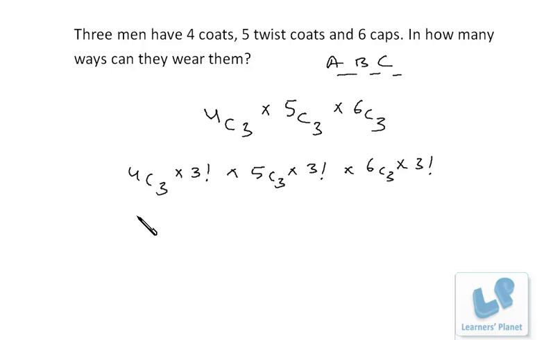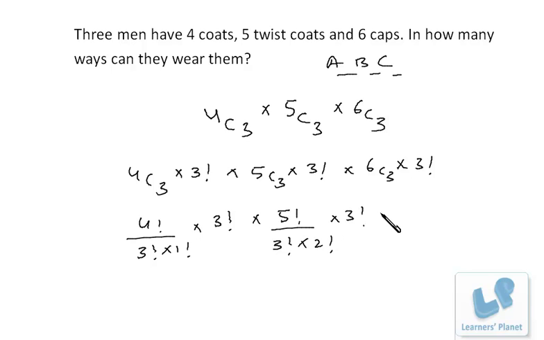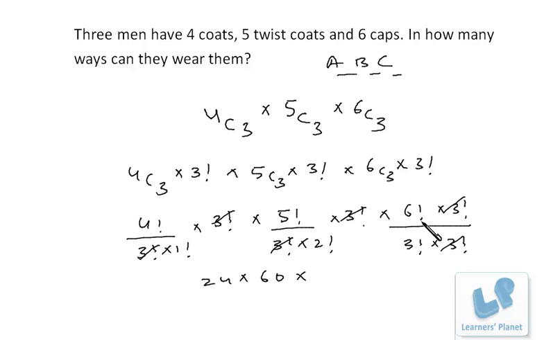So what 4C3 is? It's 4 factorial by 3 factorial into 1 factorial, into 5C3, which is 5 factorial by 3 factorial into 2 factorial, into 6 factorial into 3 factorial by 3 factorial into 3 factorial, right? So just simplify that. So we'll be getting the answer. It's 24 into this is 120 by 2, so it's 60, into 6 factorial by 3 factorial, which is actually 6, and 6 factorial is 720. So 720 by 6 is 120, right?